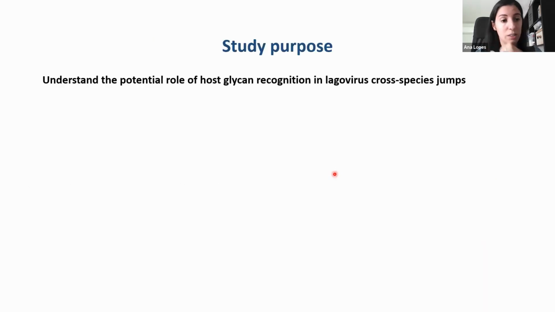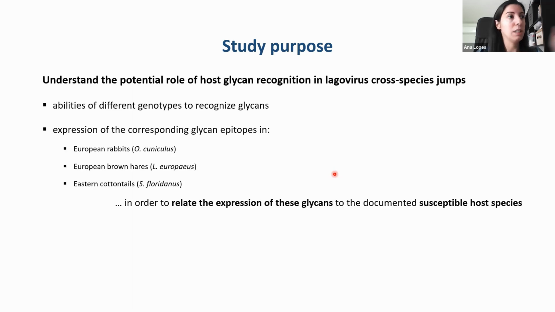Given this, and given all that I told you before, and since RHDV uses glycans of the histo-blood group antigen type, we wanted to study if glycan specificities of other lagoviruses potentially play a role in determining the host range and the virulence of lagoviruses. And to do that, we basically performed two studies. The first one, we tested the ability of the different genotypes to recognize glycans, and then we studied the expression of these corresponding glycans on rabbit tissues, hare tissues, and also cottontails.